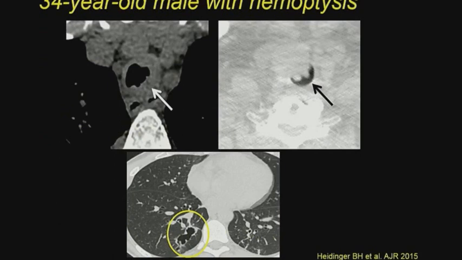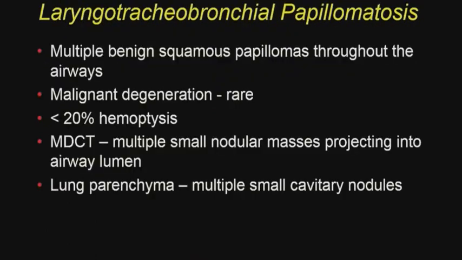Let's look at the next case, a young patient who has very abnormal-looking airways, both central airways as well as intraparenchymal airways, and has hemoptysis. This is laryngotracheobronchial papillomatosis. We have multiple benign squamous papillomas throughout the airways. They can undergo malignant degeneration, and they can cause hemoptysis. Less than a fifth of the patients, but still a cause of hemoptysis.